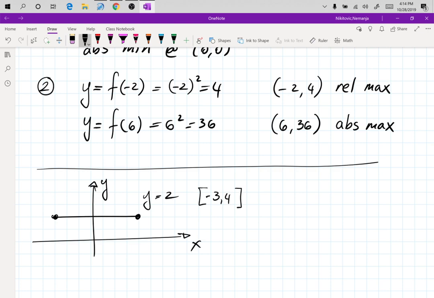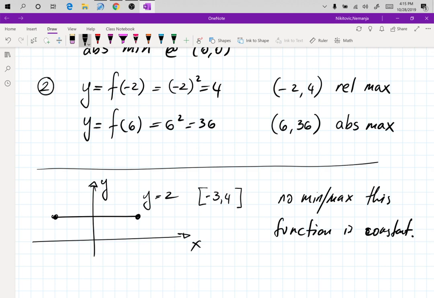So the same thing over here, right? It doesn't even make sense to ask the question, well, what is the absolute max and what is the absolute min? In this case, it's a constant function. So no max, no min, the function is constant.